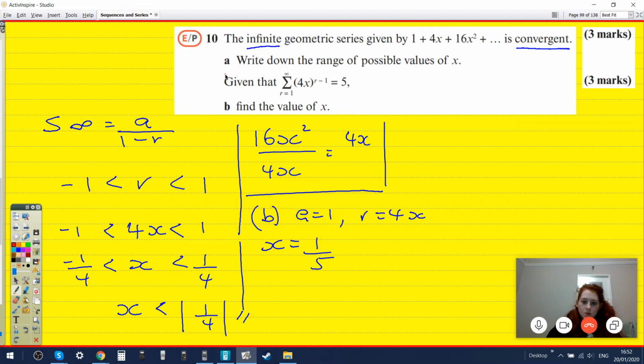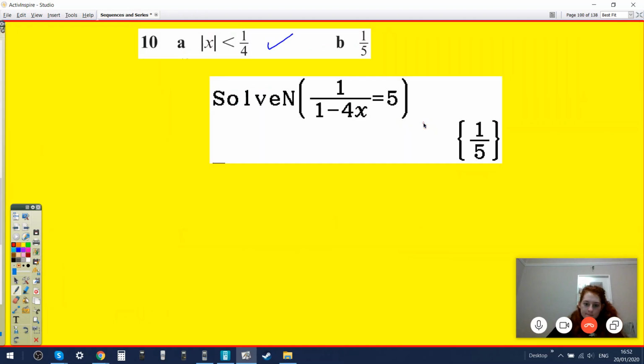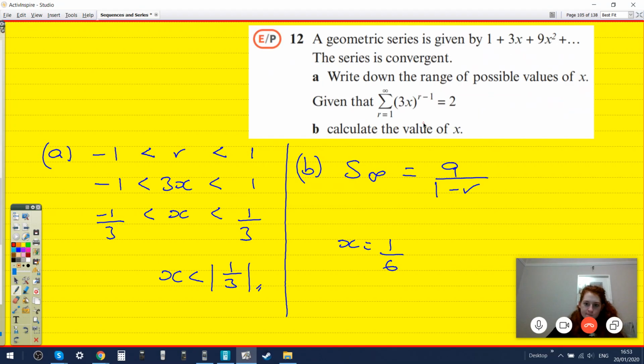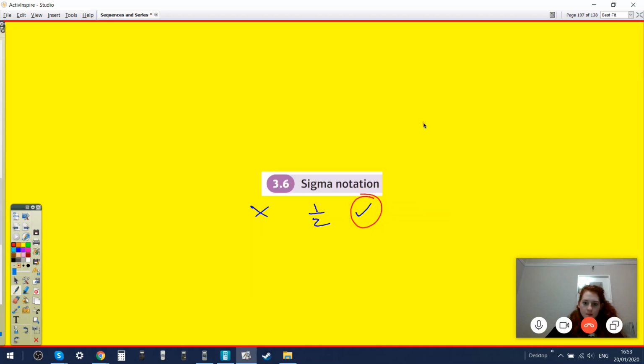So this one, if it's an infinite series and it's convergent, then R has to be between -1 and 1 to make it converge, because you're adding a half plus a quarter plus an eighth plus a 16th, and you're adding very, very little extra every time to the point where you're just adding 0. And so it converges. In this case, it converges on 5. Find the value of x. Just sub a, r, and x into the formula and solve it. Just like with the other ones, that's what you're doing basically.